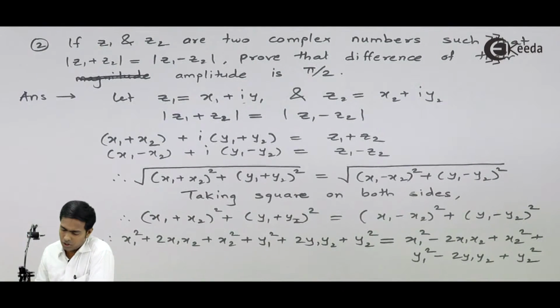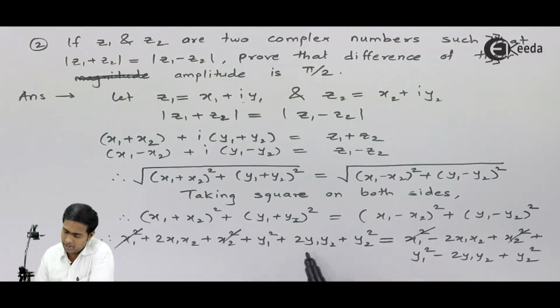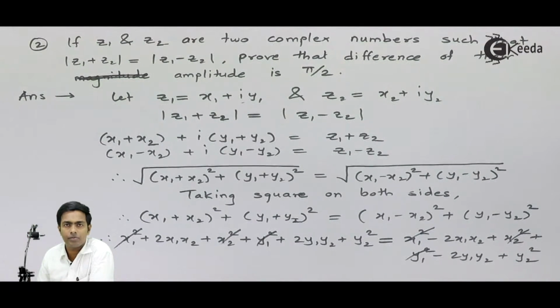Now we will cancel similar terms on both sides, like x1 square on LHS and x1 square on RHS, which will cancel out. Then x2 square, then y1 square, then y2 square. And we will take all the remaining terms from RHS to LHS. So here we have minus 2 x1 x2. When it comes to the LHS, it means it is crossing the boundary.